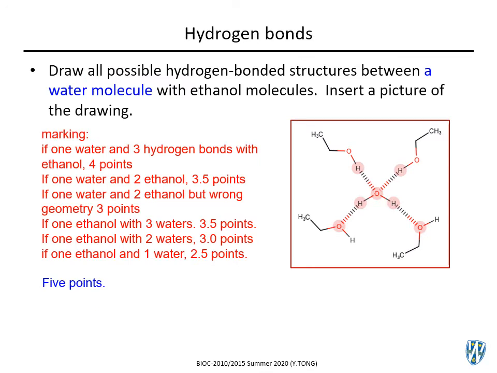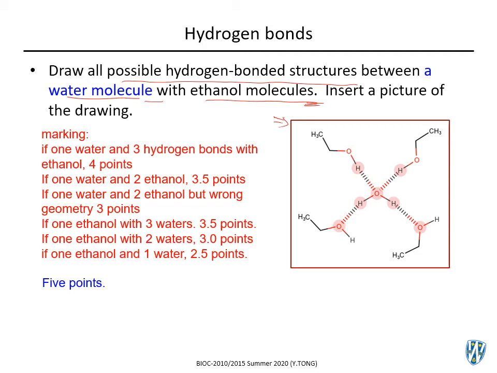Now this is the question of hydrogen bond in the first assignment, the second question. It asks you to draw all possible hydrogen bond structures between one water molecule and ethanol molecules. Many of the students did not read the question carefully. It's about a water molecule with different ethanol molecules, and they ask you to insert a picture. You can either draw by hand or use the software. So here's the answer to this question. How do we draw it? I'm going to show you in the next slide.